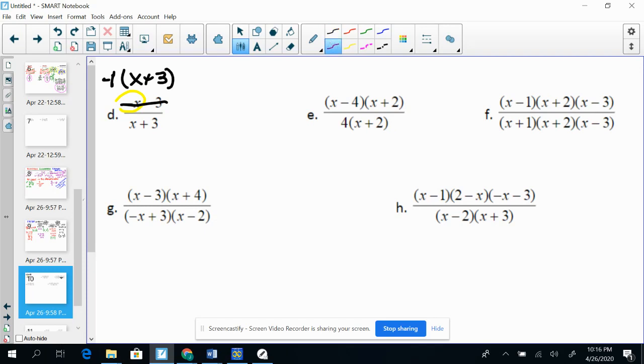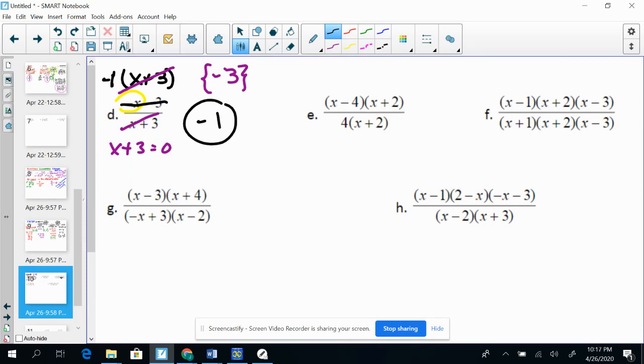But so excluded values. We're going to do our x plus 3 equals 0. So our restricted value is a negative 3 because x cannot equal negative 3. Now, if I was to simplify this all the way through, those guys would go away, and our answer would be, we're left with a negative 1. Beautiful. All right, looking at E.